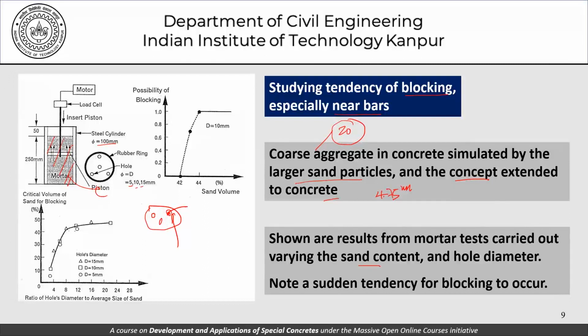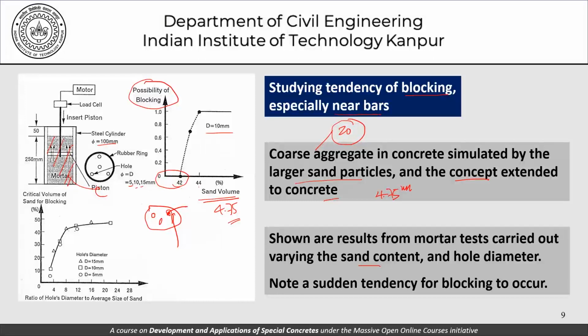So what this graph represents is the possibility of blocking versus the sand volume for a 10 mm diameter hole. So long as the sand volume does not exceed about 40% or 42%, there is virtually no chance of blocking a 10 mm diameter hole with, let's say, a 4.75 mm sand. But if it becomes more than 44%, there is almost 100% chance of blocking.